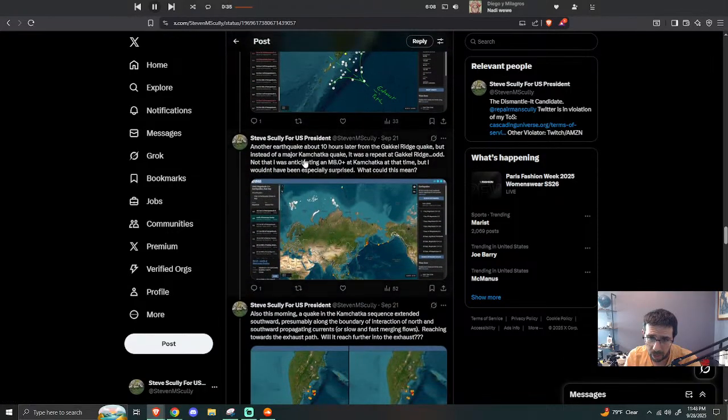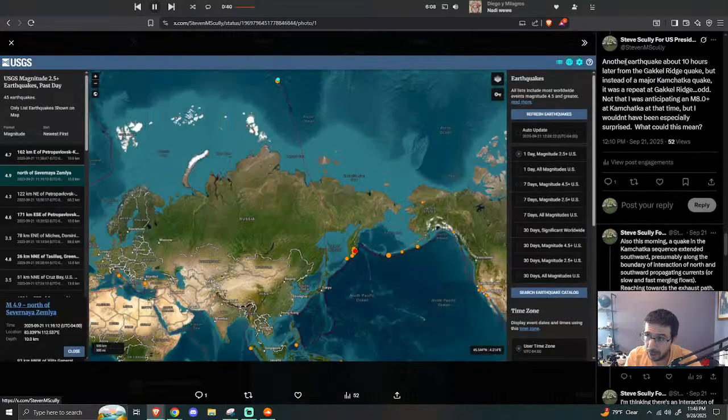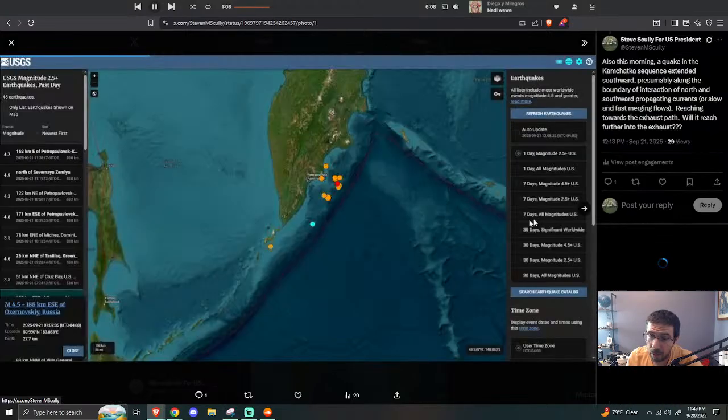Okay, I guess it's fine. Another earthquake about 10 hours later from the Gackle Ridge. So I said, instead of a major Kamchatka quake, it was a repeat at Gackle Ridge, which is odd. Not that I was anticipating an 8.0, but I wouldn't have been especially surprised. What could this mean? I don't know. I just kind of noted this pattern.